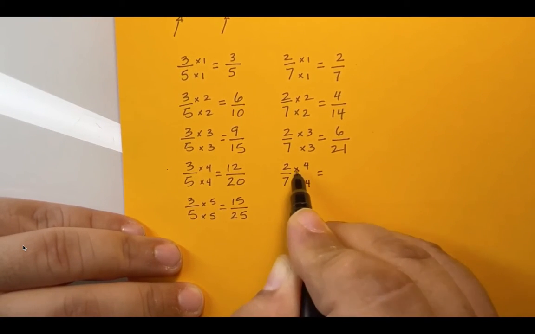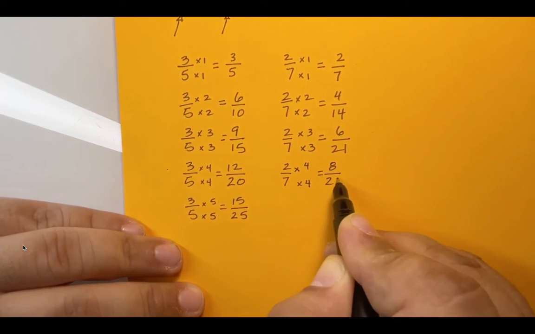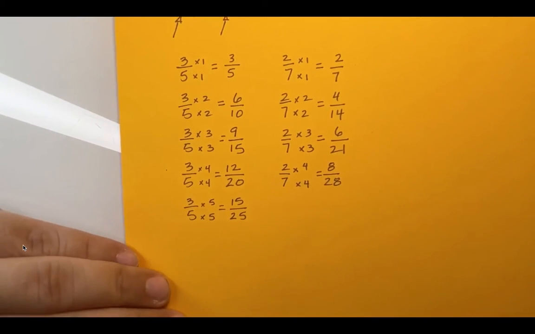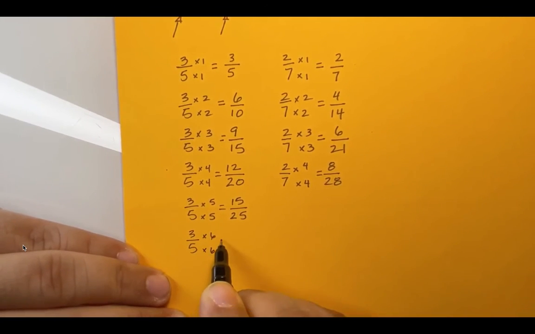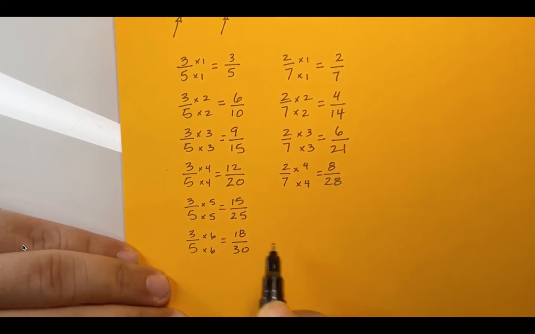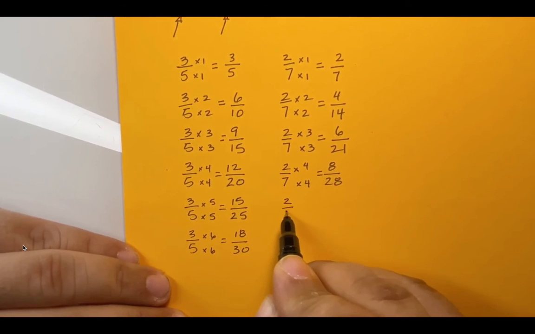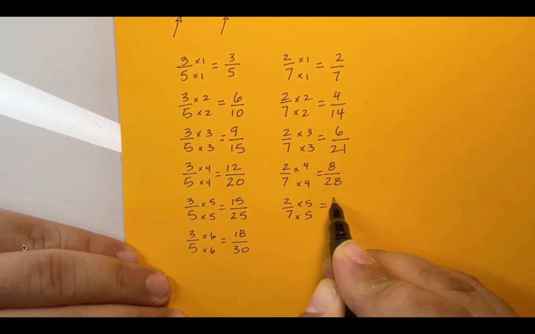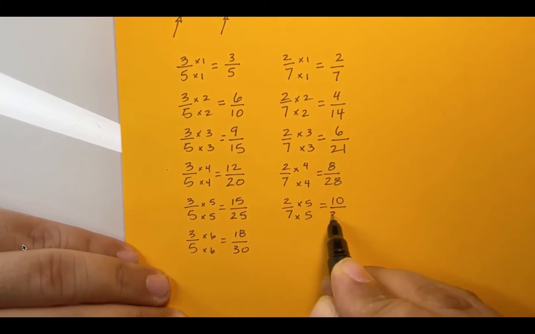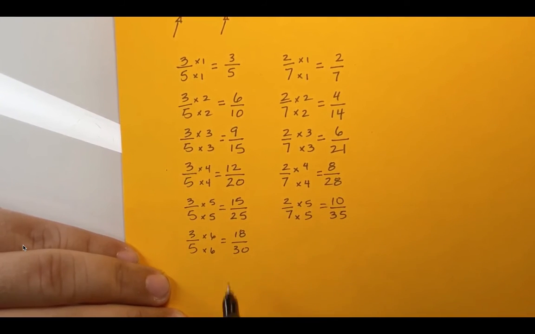Multiply everything by 4, and we get 2 times 4 is 8, and 7 times 4 is 28. Still no denominator that's the same, so we're going to go ahead and continue expanding this one. This time we're going to multiply everything by 6. 18 over 30. And again, with the 2/7, this time multiply everything by 5, and we will get 10 over 35. Still no denominator that's the same on each of the sides of the list. So now let's go ahead and expand this one by multiplying everything times 7, and we get 21 over 35.